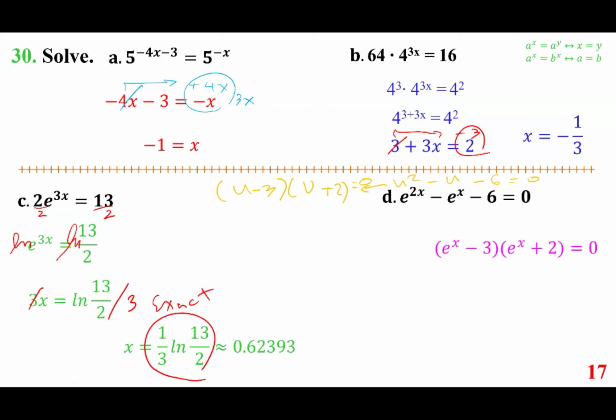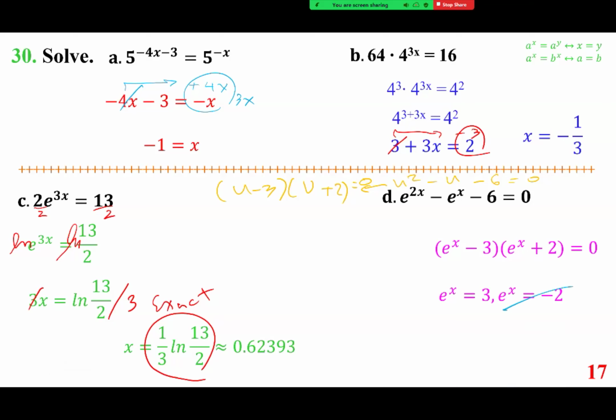The first one says e to the power of x must be positive 3. The second one says must be negative 2. And it can't be negative, or it can't even be 0, because the range is 0 to infinity for exponential functions.